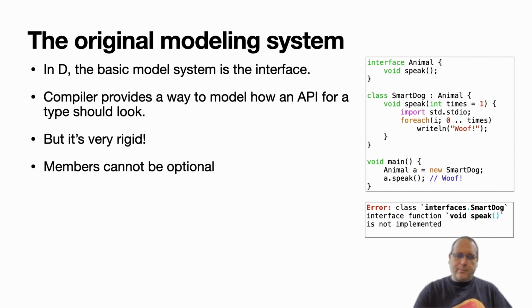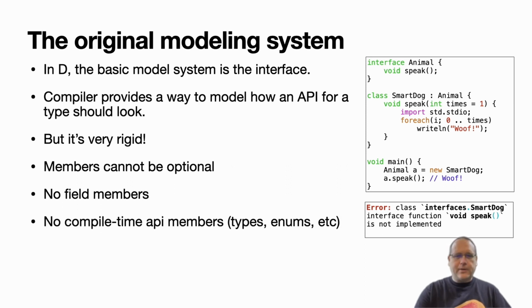We also have the problem where members cannot be optional. If you put a function in the animal, you can't say, well, you can implement this function sometimes and maybe not other times. That's not possible. There are no field members you can require in your interface. And of course, there are no types or enums or compile-time API members that you can say we have to have, like some type in there named this. Those pieces are definitely not available for an interface.